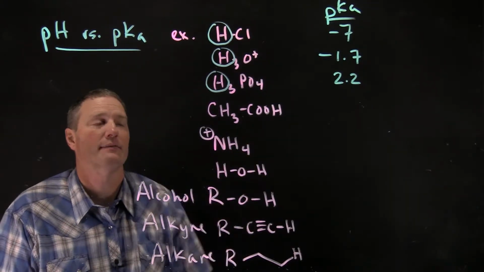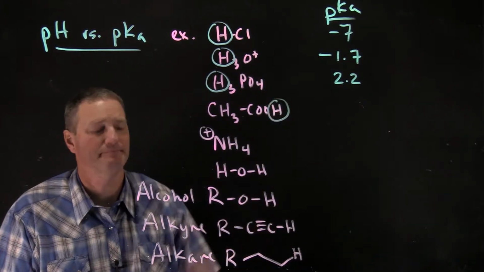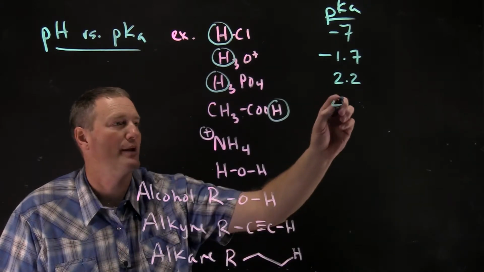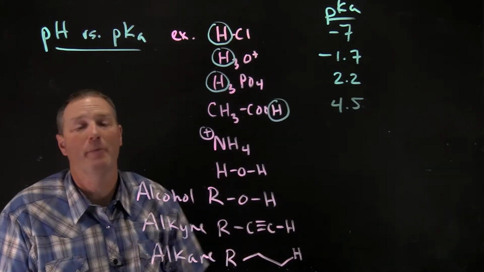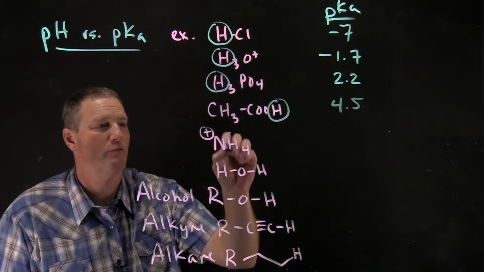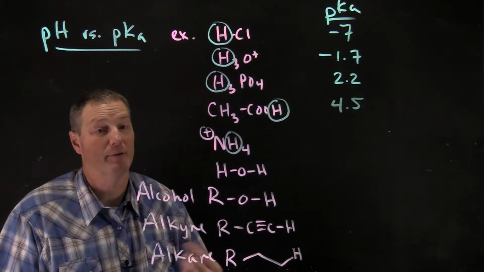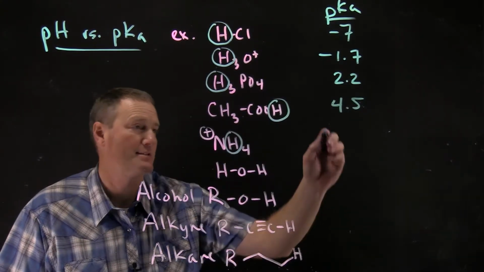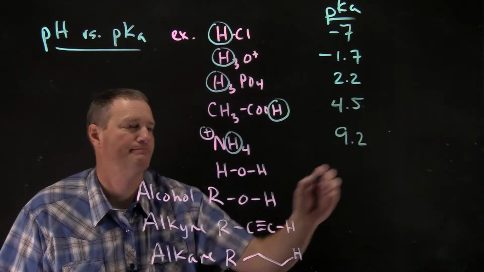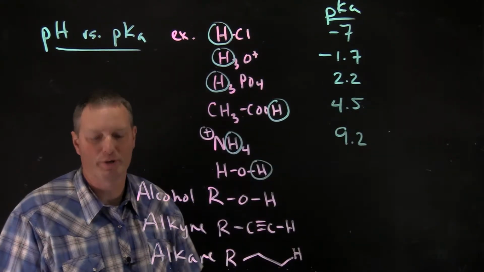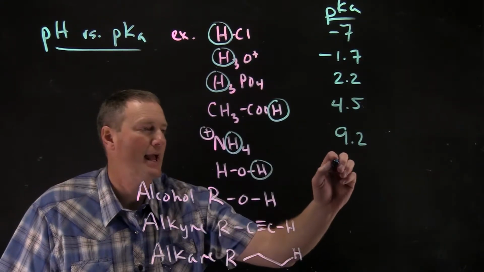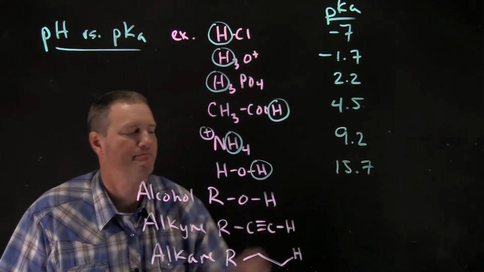This next one here is acetic acid. This has a value of 4.5. Ammonium ion, if I were to pull off one of the protons of ammonium ion to give ammonia, its pKa has a value of 9.2. If I were to pull off one of the protons of water, it has a pKa value of 15.7.